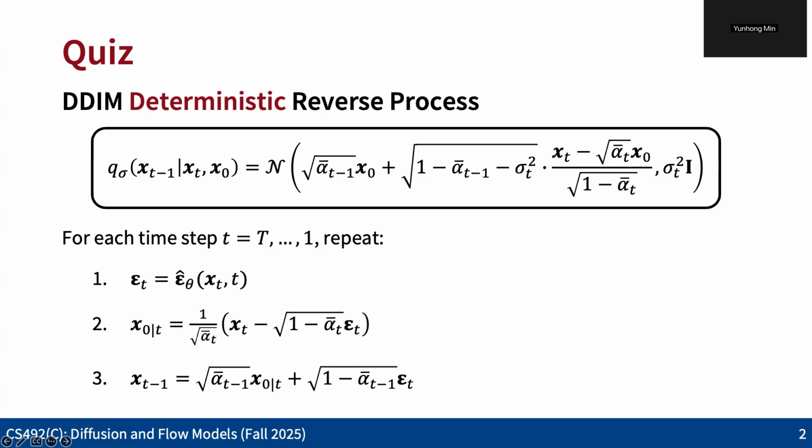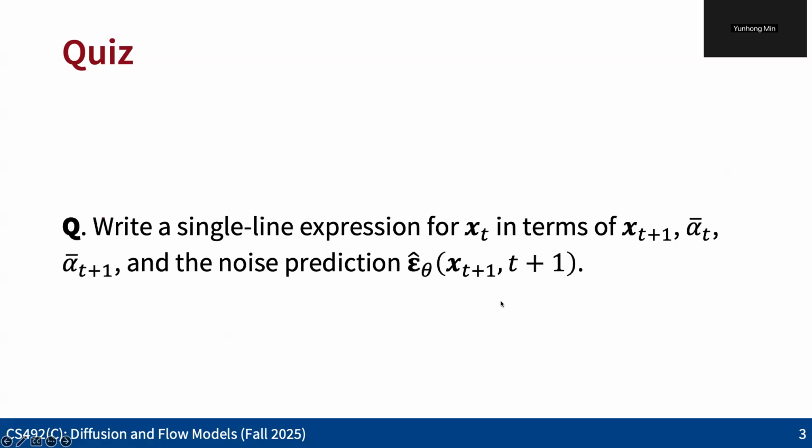Regarding this formulation, let me start with this quiz. This is the case: we can set this to 0, making it deterministic. Based on this, we can write the single-line expression of x_t in terms of x_{t+1}, and also the noise prediction from x_{t+1}. Let's first try to write the expression of x_t in terms of x_{t+1}, all the coefficients, and also the noise term here.